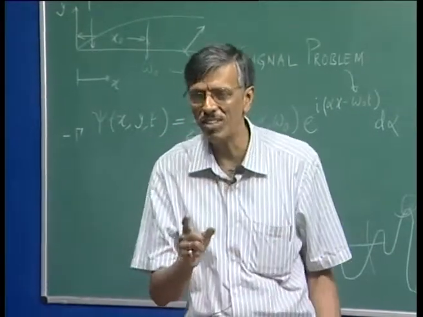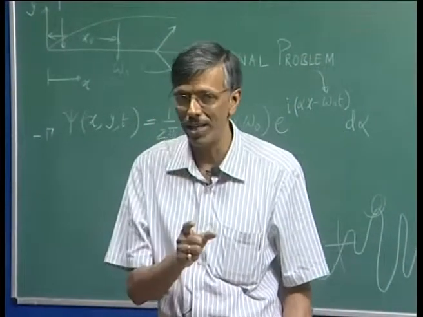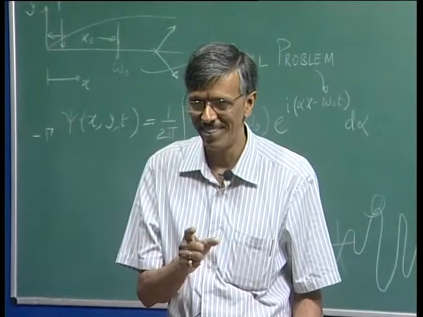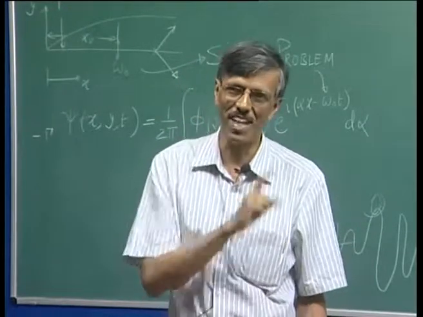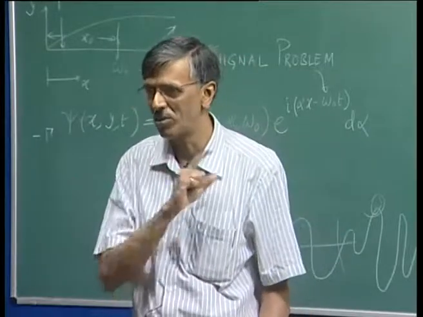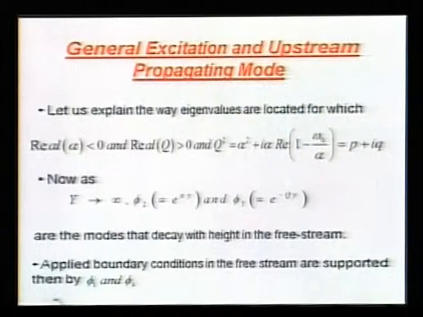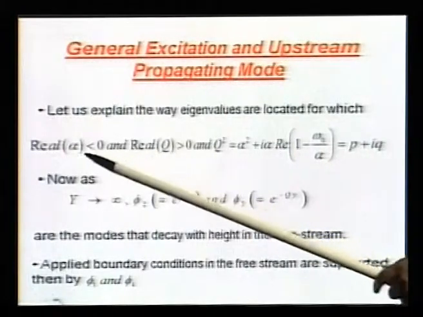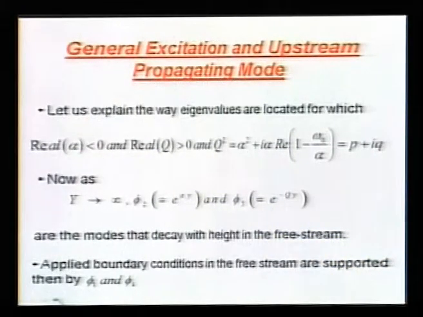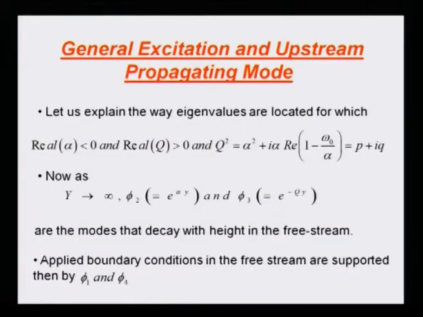So, you look at the sign of alpha I and you also calculate the group velocity, and then you make up your mind about which eigenvalue corresponds to what. But in general, there is a possibility that we will have an upstream propagating mode and we are on the lookout for that. So, we are looking out for real alpha negative.